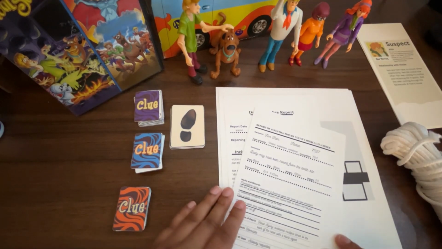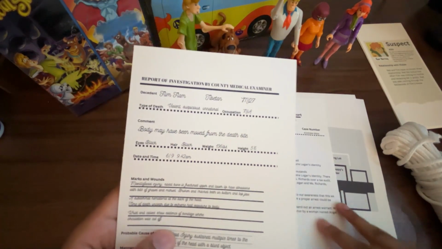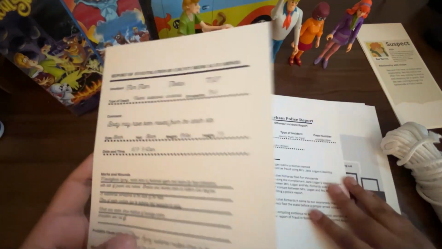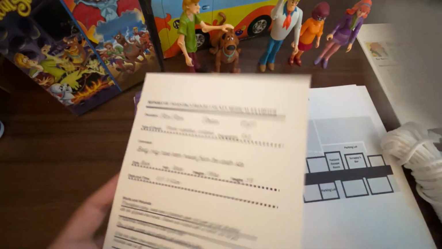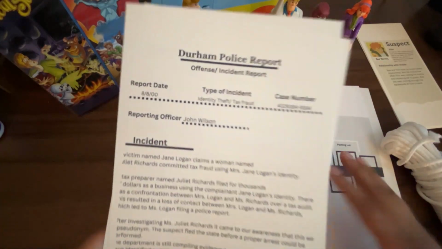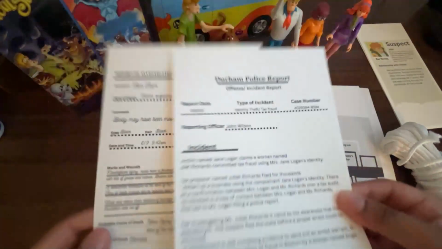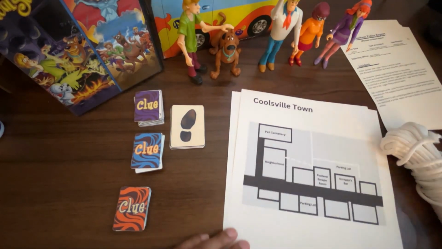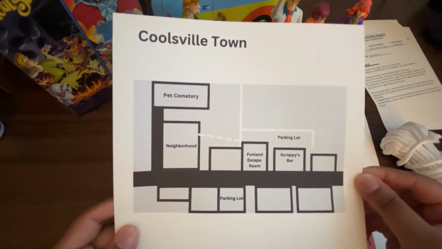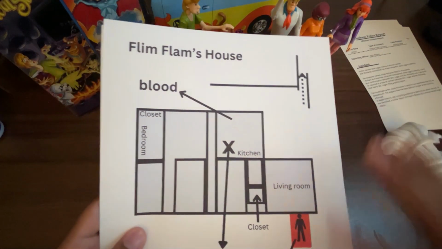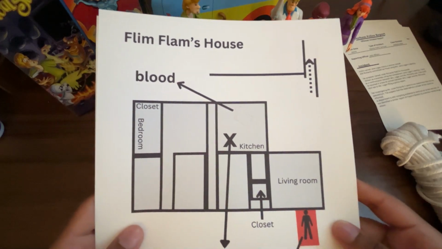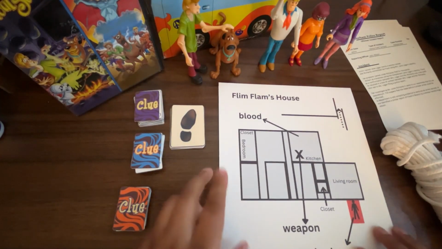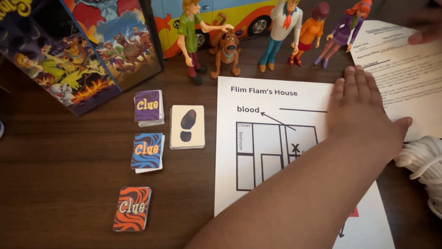So you have all these, and you put that in the middle of the table. And then you also have your report investigation, which is your medical examiner notes, and then you also have a police report that's also important, and you should put both of these in the middle of the table too. You guys can pass this around, everyone can see that. Then you have your town map, which will also be important, and then you have the house layout for the victim. So all these things are super important to figuring out the mystery.